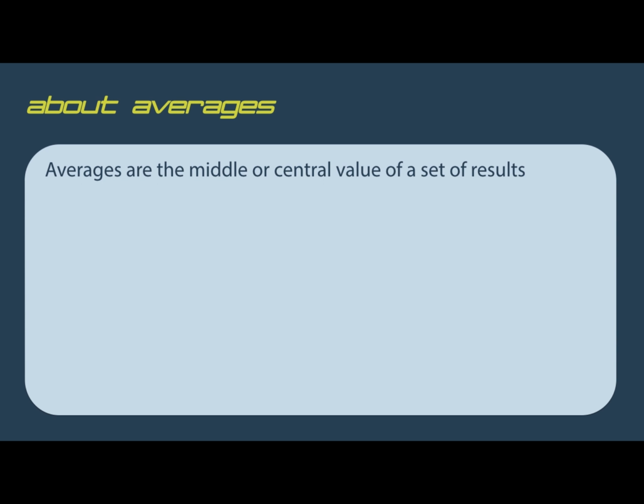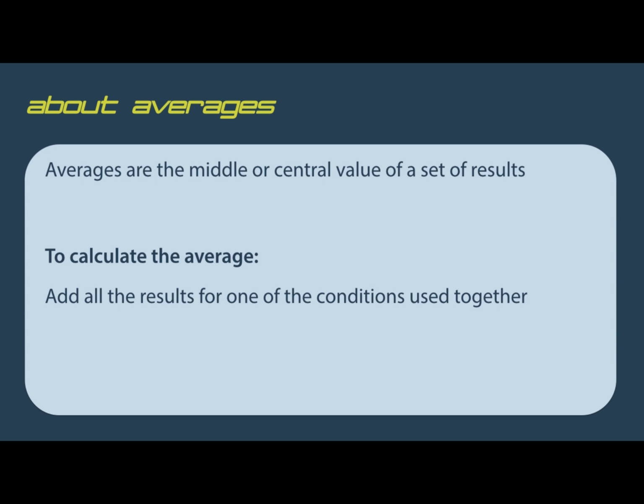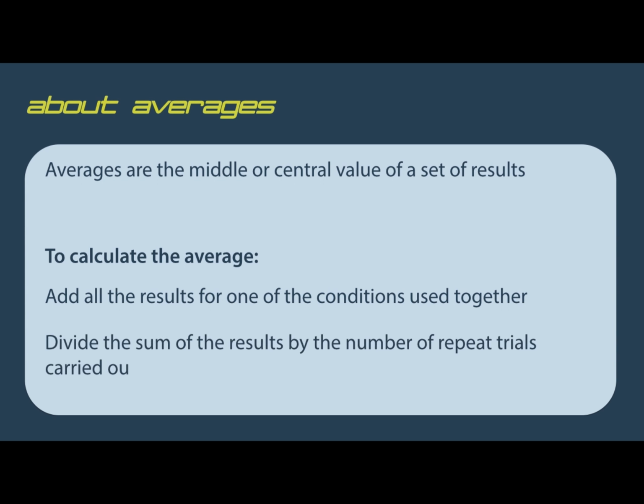We calculate the averages using the following sum. What we do is we take the results for identical trials and add them together, and then divide them by the number of trials that are carried out. And in our case, in this example, that's 3.